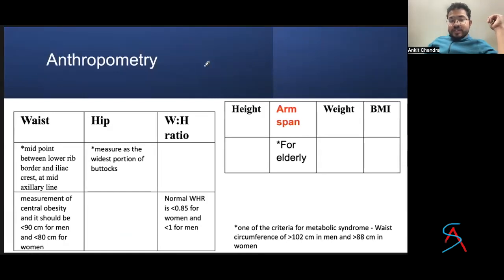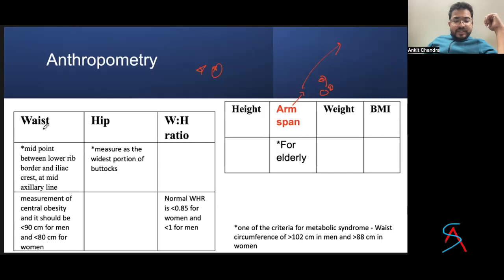Anthropometry is a must. You cannot skip it among children. Especially, just one point, among the elderly we look for the arm span, not the height, because among the elderly the spine will bend down and the spacing between the vertebrae will also reduce as people become elderly. So that's why for the elderly we try to assess the arm span. Arm span is used only for the elderly, not for young adults or children.